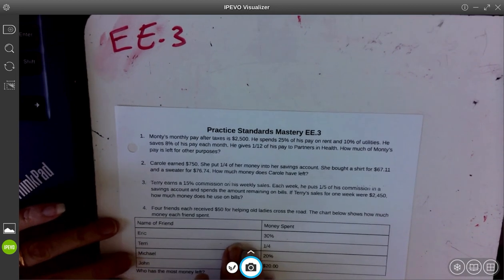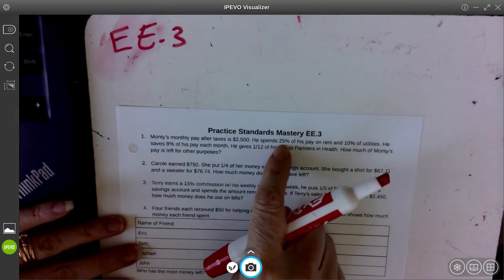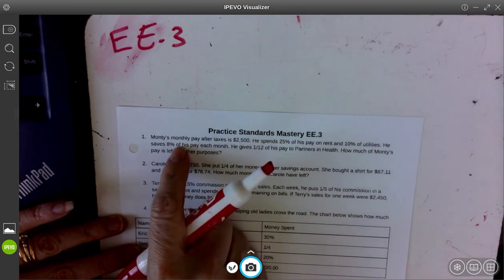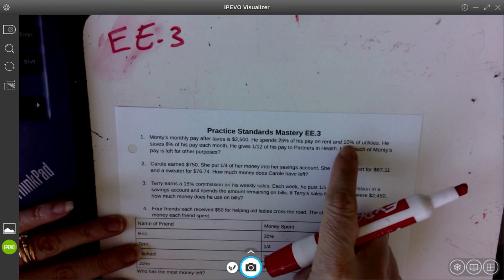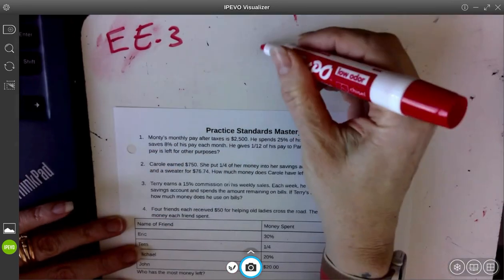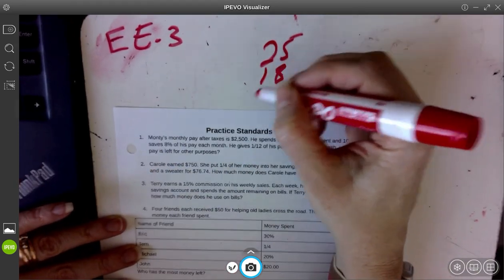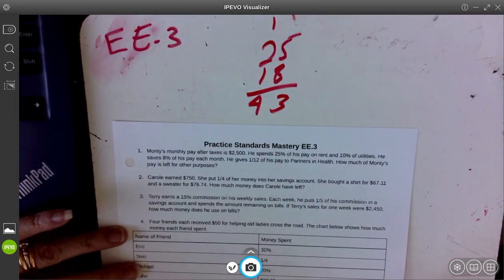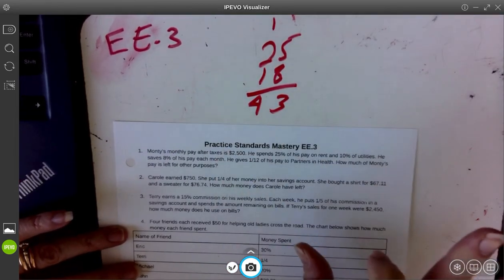So we have to think of this as different pots of money, but we can add up the percentages that it gives us because we know those pots of money are accounted for. So we've got 25% plus 10% plus 8%. 25 plus 18 is 43. So 43% gone.